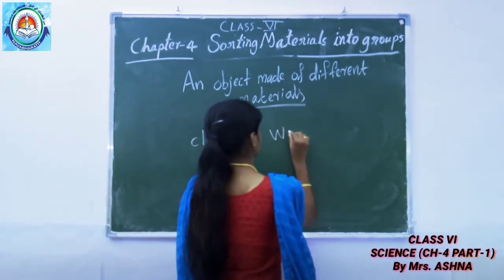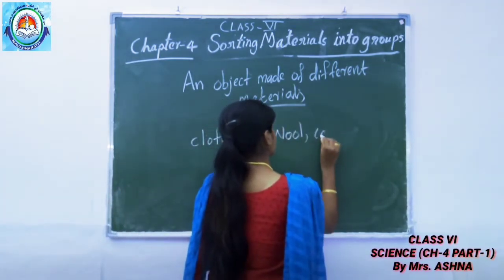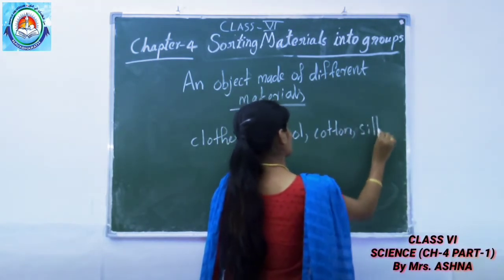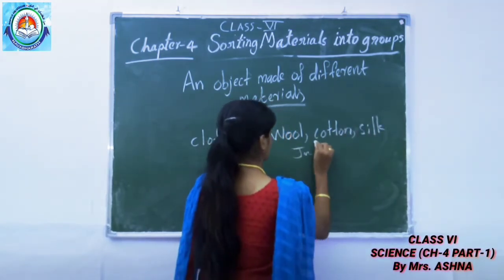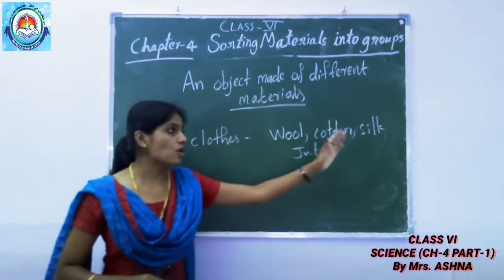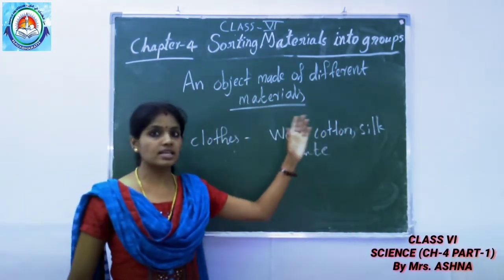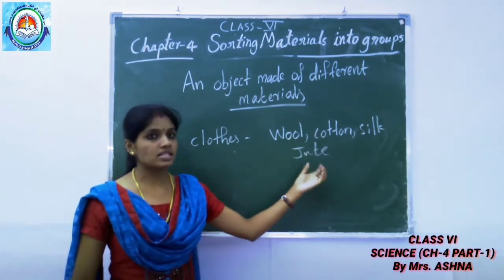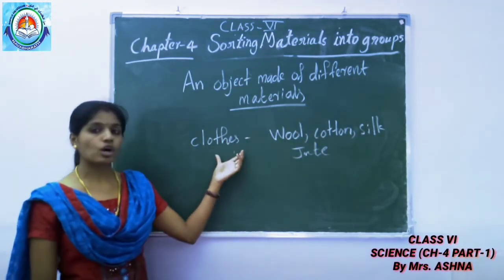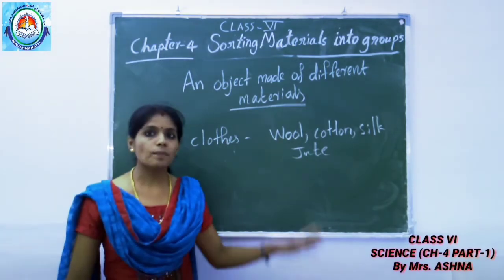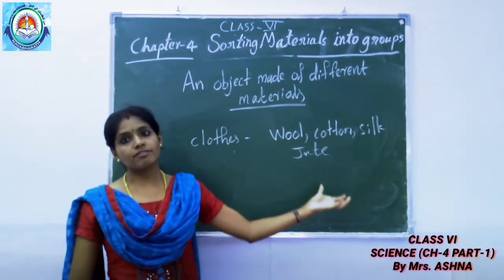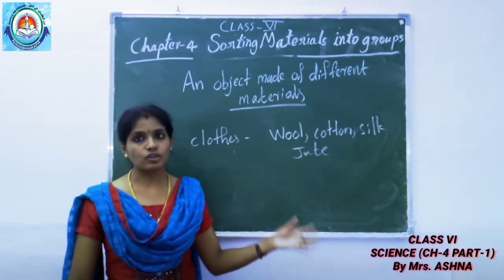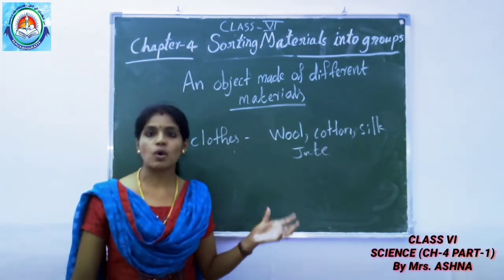Wool, cotton, then silk, jute. Okay. These all are materials. These materials we can use to make clothes. So, an object made of different kinds of material. Did you get the idea? Okay, complete your activity 2. That table you have to complete.